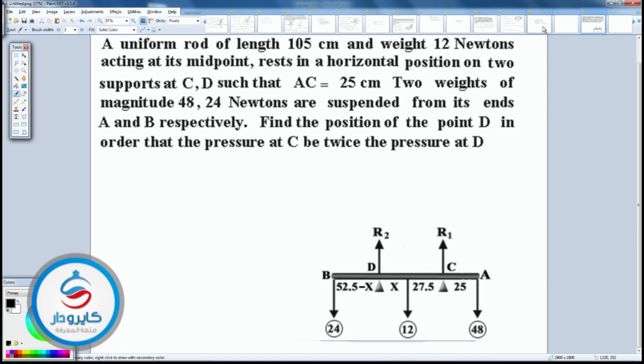Question number 5. A uniform rod of length 105 cm and weight 12 newtons acting at its midpoint rests in horizontal position on two supports at C and D such that AC equals 25 cm. Two weights of magnitude 48 and 24 newtons are suspended from its ends A and B respectively. Find the position of the point D in order that the pressure at C be twice the pressure at D. Solution.